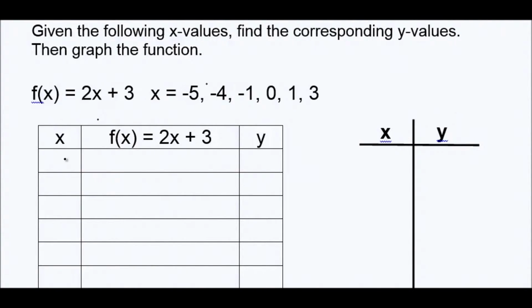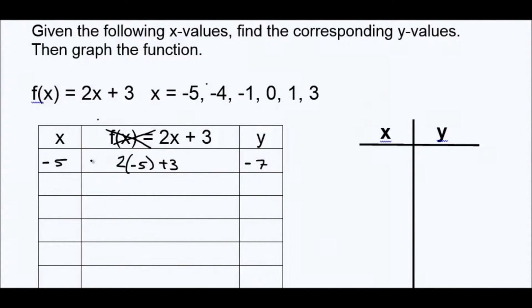Let us begin. What happens when we plug in -5 into x? Disregard the f of x for now. To make it better, I'm just going to cross this out. I want you to focus on 2x plus 3. So instead of 2x, we now know that x right here is -5, and then plus 3. 2 times -5 is -10. -10 plus 3 is -7.